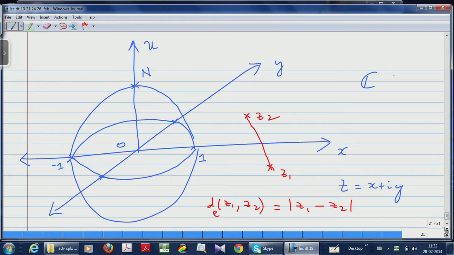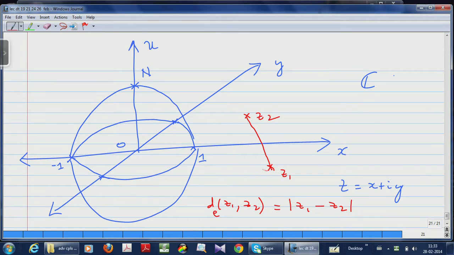Then the other thing that you can do is take the images of these points on the Riemann sphere because of the stereographic projection, and you can measure the distance between those two points and call that the distance between these two points. So here is the stereographic projection. P2 is this point here on the sphere, which is the unique point of intersection of the line joining N and z2 with the sphere.